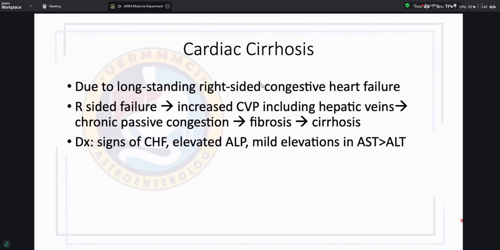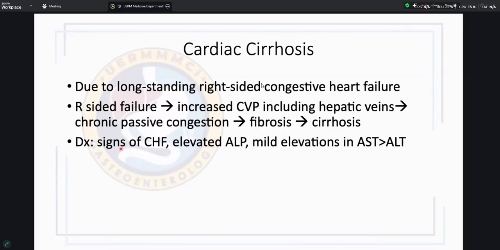Patients with long-standing right-sided congestive heart failure may develop chronic liver injury and cardiac cirrhosis. So when there is right-sided heart failure, central venous pressure increases, and this backs up into the hepatic veins, causing chronic passive congestion, and then leading to hepatocyte necrosis and fibrosis around the central veins, and then eventually cirrhosis.